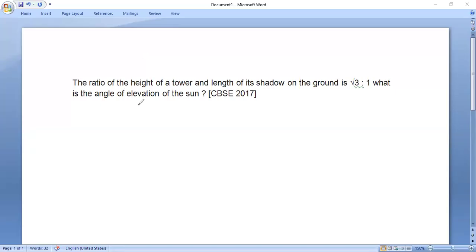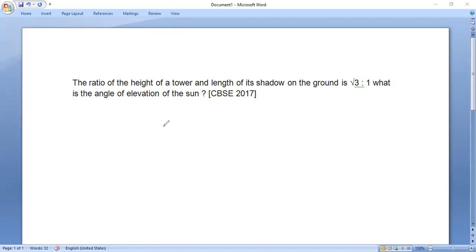The next question, as we can see, is a question from trigonometry. The ratio of the height of a tower and length of its shadow on the ground is √3:1. What is the angle of elevation of the sun? It's a board exam question from CBSE 2017. So first we'll see. They are asking what's the angle of elevation of the sun.